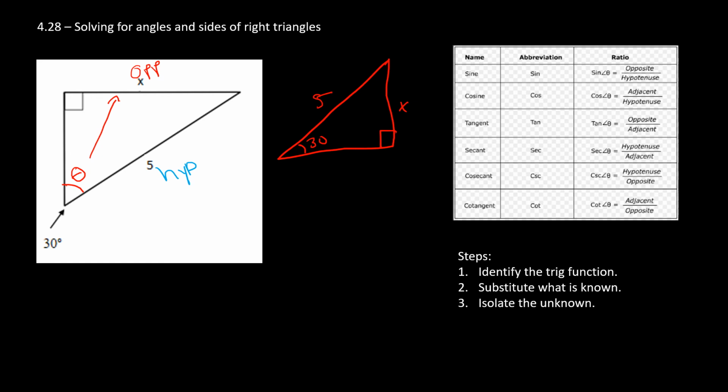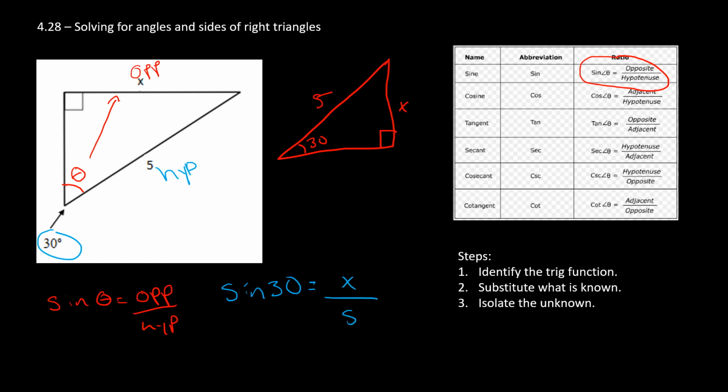So we've identified our sides, so let's start setting up our trig function where we have opposite and hypotenuse, which is going to be sine. So we'll say sine theta is equal to opposite over hypotenuse. So now let's start substituting what we know. Well, we know sine theta, in this case theta is 30, right? It tells us right here, is equal to opposite, which is x, over my hypotenuse, which is 5.